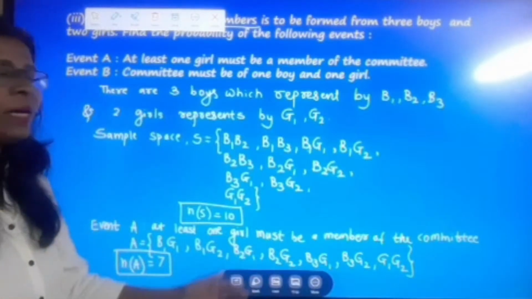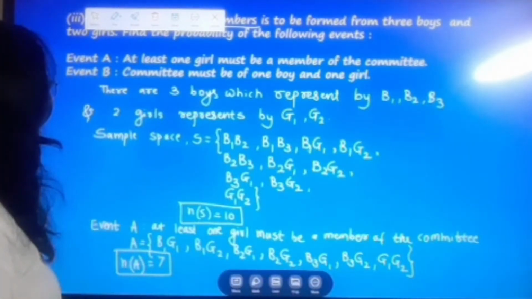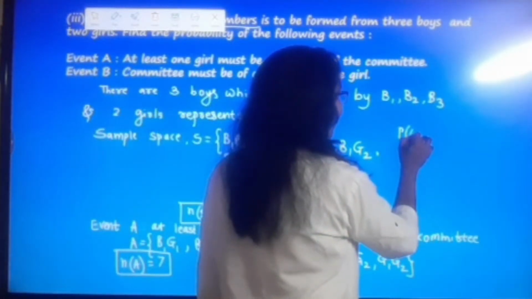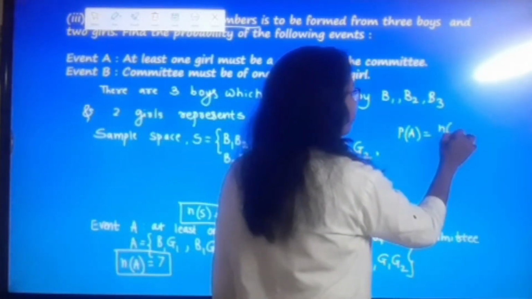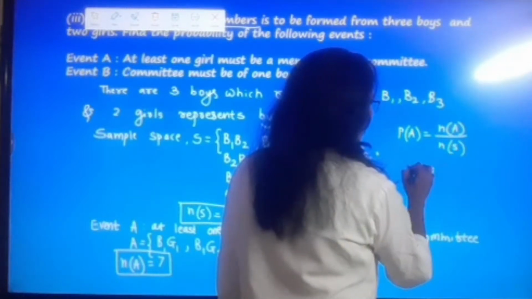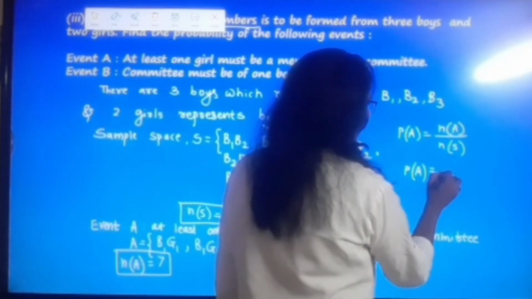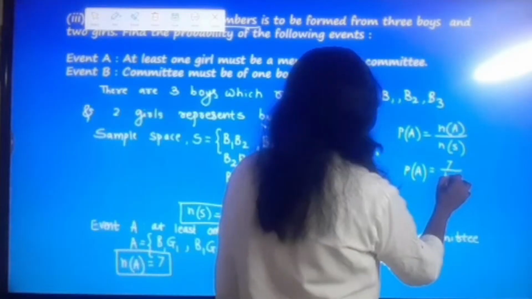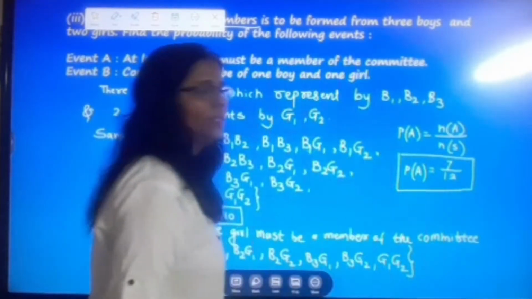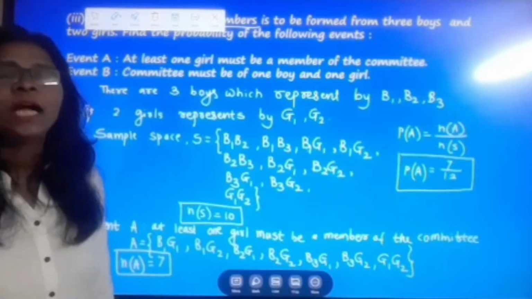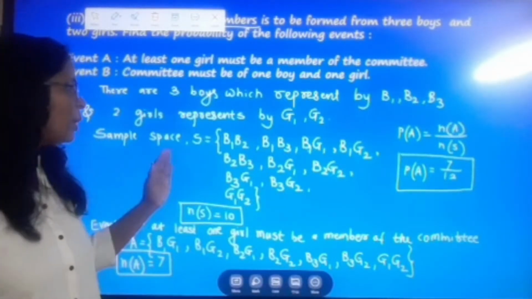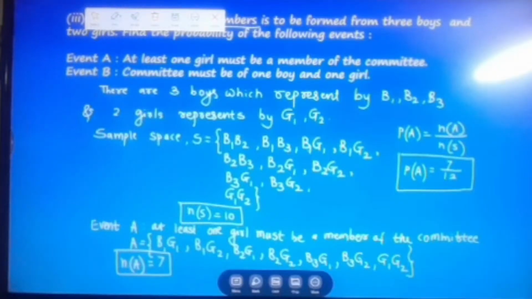Let us find its probability right away. So the probability of A, the formula is n of A upon n of S. So here, students, n of A is 7, n of S is 10, so 7 upon 10. Okay, so this is the probability of the event A. Okay students, got it? Look at the example properly.